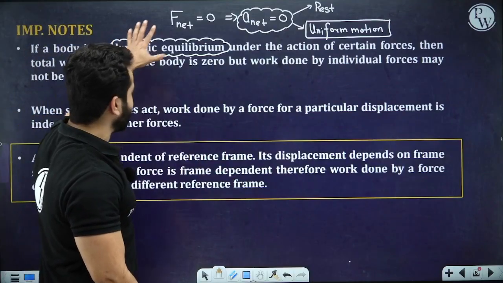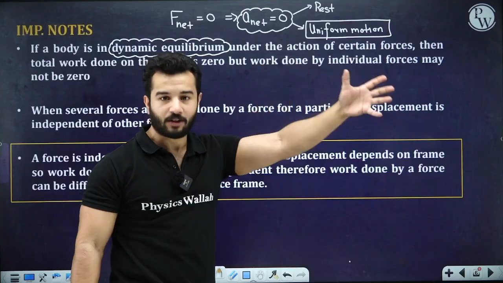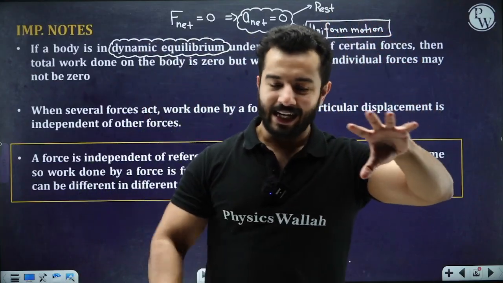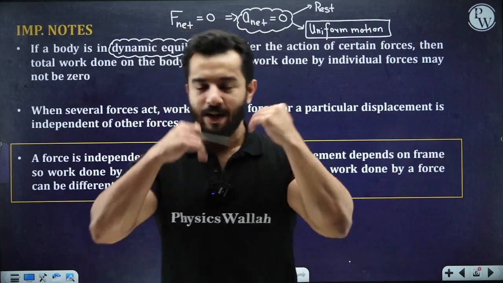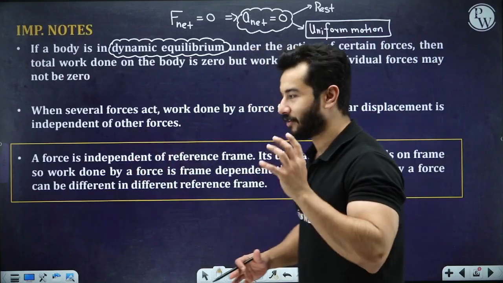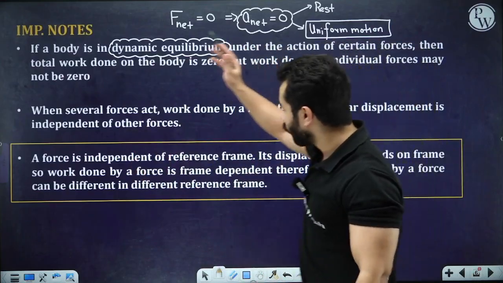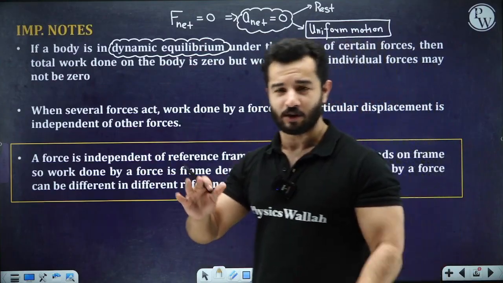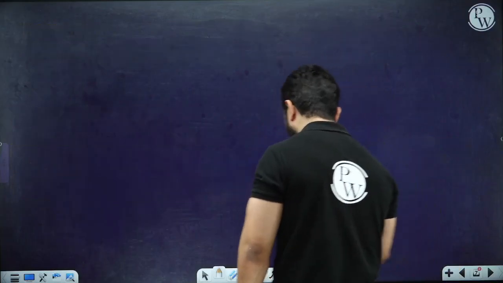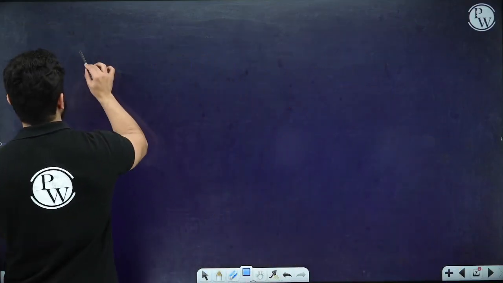If a body is in dynamic equilibrium under the action of certain forces, we know that the net force acting on the system is going to be 0, right? But there can be different forces. The net sum is 0, the vector sum is 0. So the total work done on the body is 0, but work done by individual forces may not be 0. This is very important. What are we talking about over here? Again, I'll use a simple diagram.